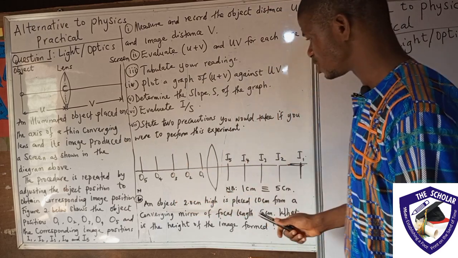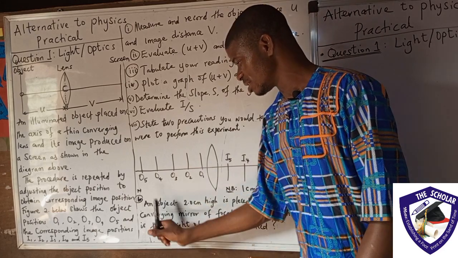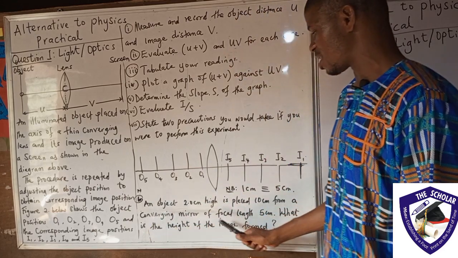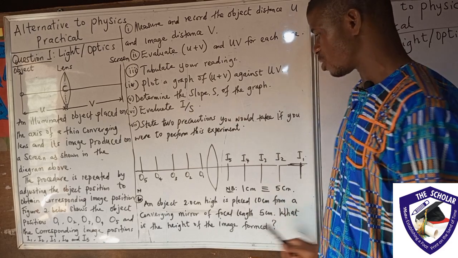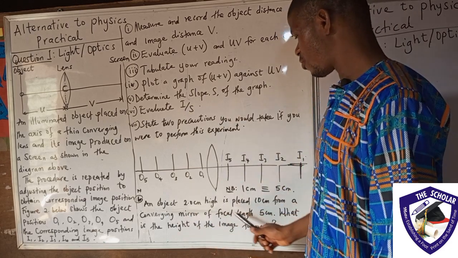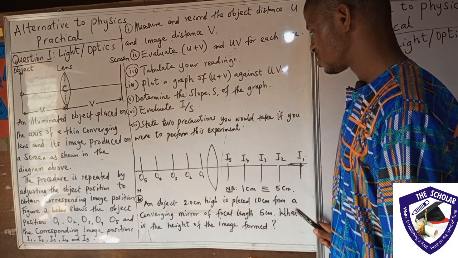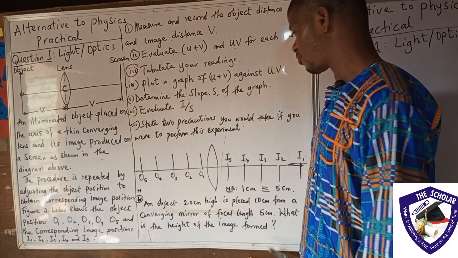Now let's look at how it goes. Then the second part of the question is this. They said an object 2.0 centimeter high is placed 10 centimeter from a converging mirror of focal length 5 centimeter. Then what is the height of the image formed?